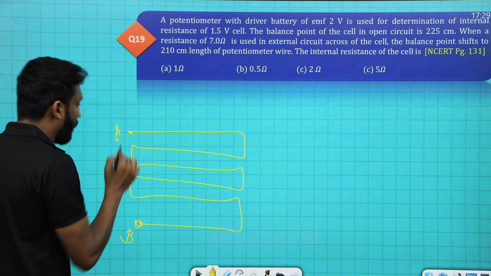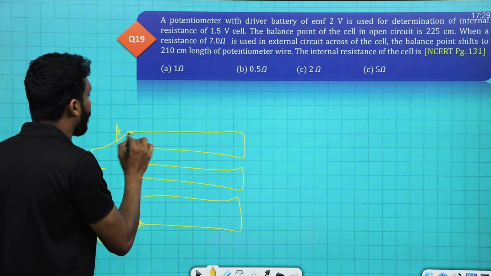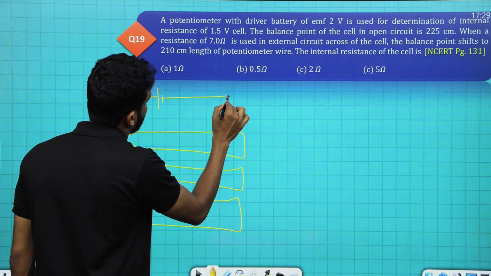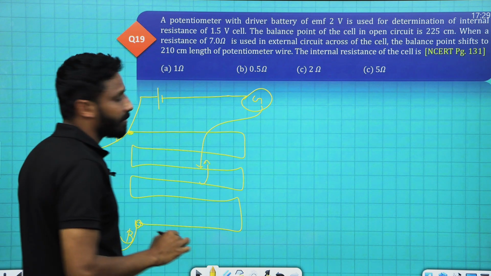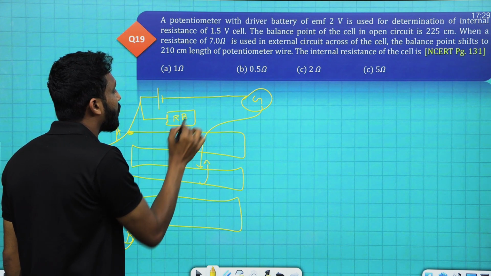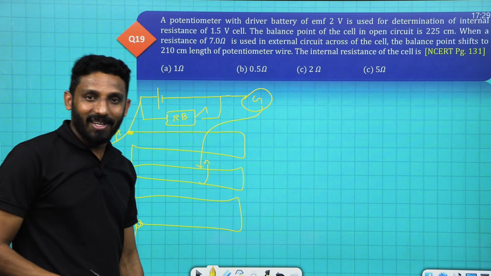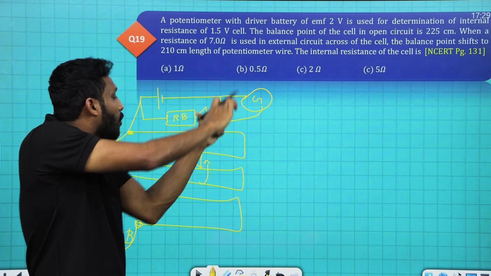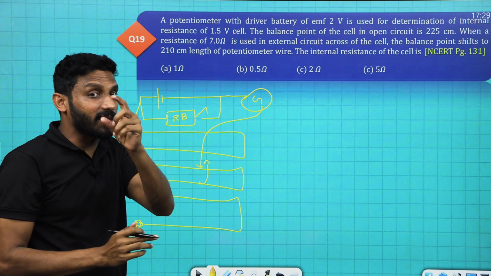Potentiometer, primary circuit. Here we connect a cell whose EMF is to be determined. Galvanometer, jockey stick. Here we connect a resistance box with a key. Initially the key is open. Now only the cell is included in the circuit, and we have a balancing length L1.